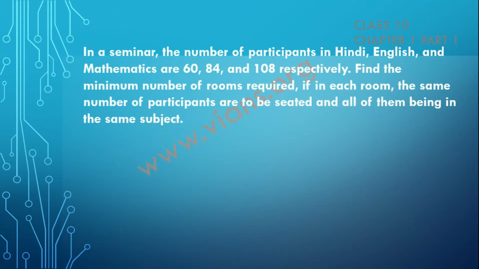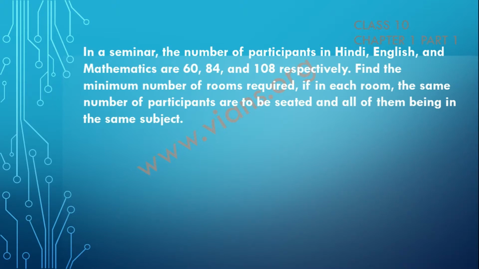The problem statement says that in a seminar, the number of participants in Hindi, English, and mathematics are 60, 84, and 108 respectively. Find the minimum number of rooms required if in each room the same number of participants are to be seated and all of them being in the same subject. If you recollect from one of our previous classes, we had done a similar problem.